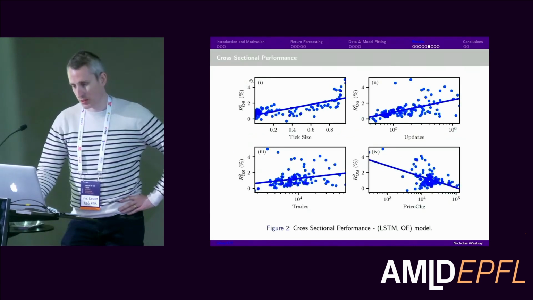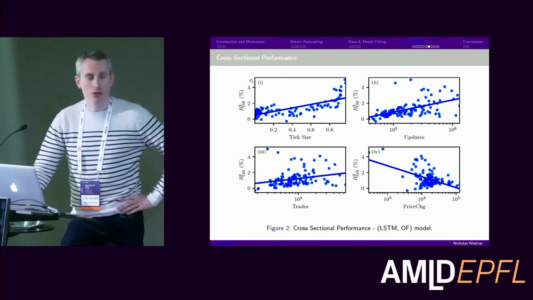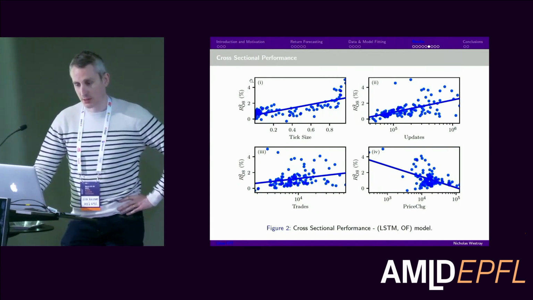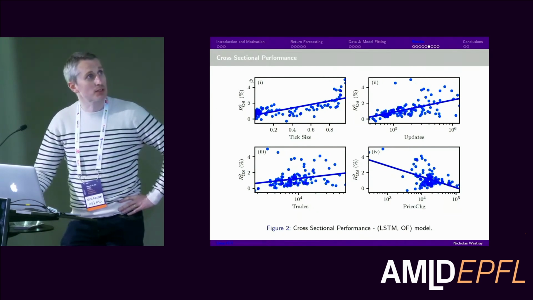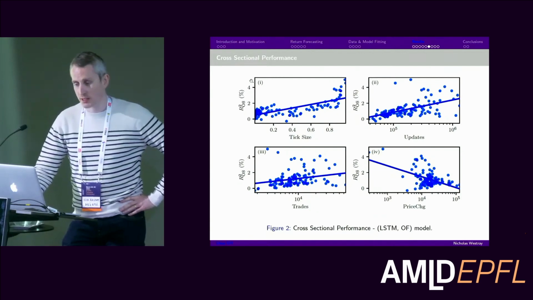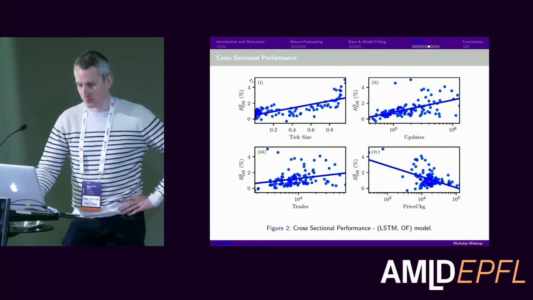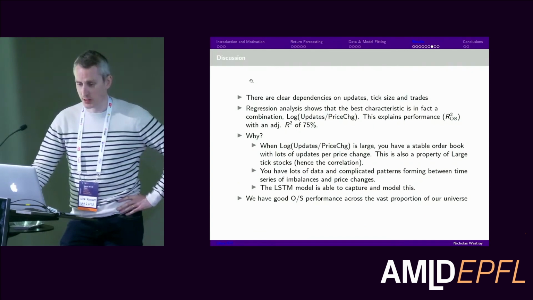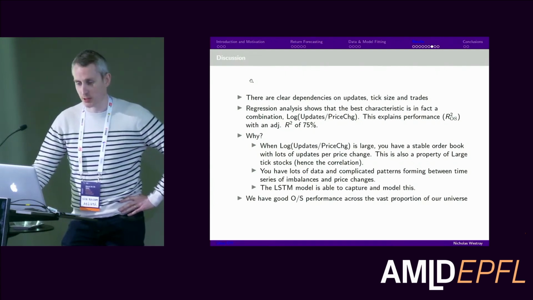And so what we did is we did a scatter plot. Each point here is the average for a single stock across all the horizons for that given model. The top left is the dependence on tick size, and you can see that we clearly have an increasing relationship on tick size. Same is true for updates, but the relationship is a little bit weaker. It's similar for trades, but a bit weaker still. And for price changes, it's all a little bit noisy. But in any case, you do have clear dependencies on updates, tick sizes, and trades. And you can see a regression analysis, which you can use to combine these to get the best explanatory power.